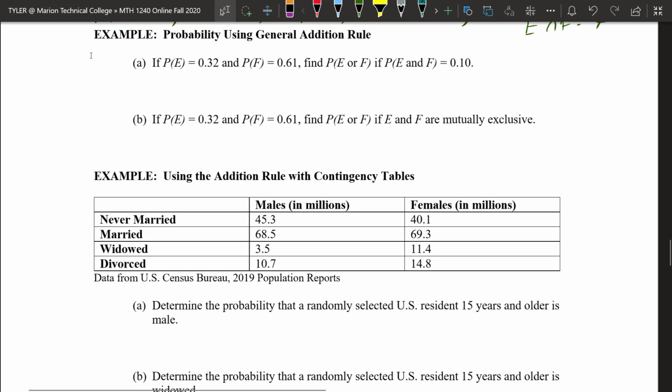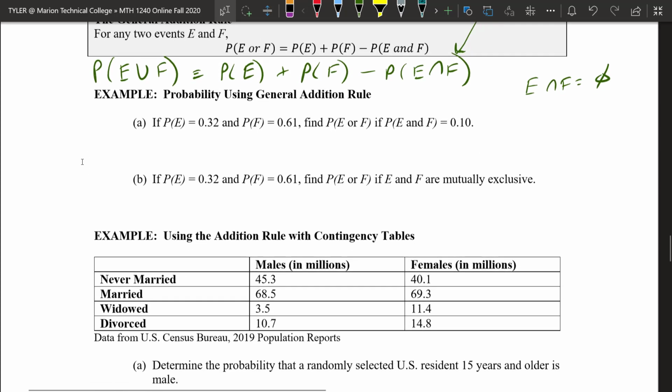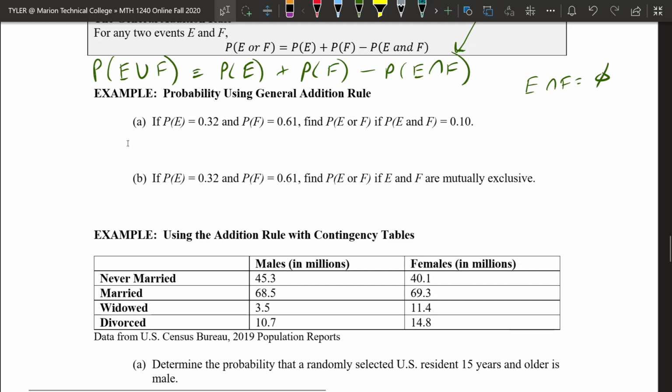So here's an example. We're calculating the probability using the general addition rule. We're given that the probability of E equals 0.32, the probability of F equals 0.61. We want to find the probability of E or F if the probability of E and F is equal to 0.1. So we're just going to use that equation for the general addition rule, plug in what we know, and simplify.